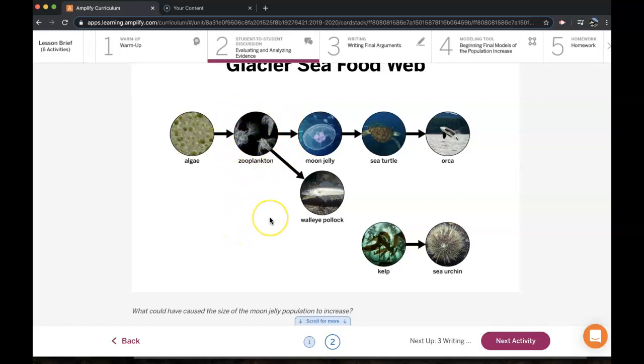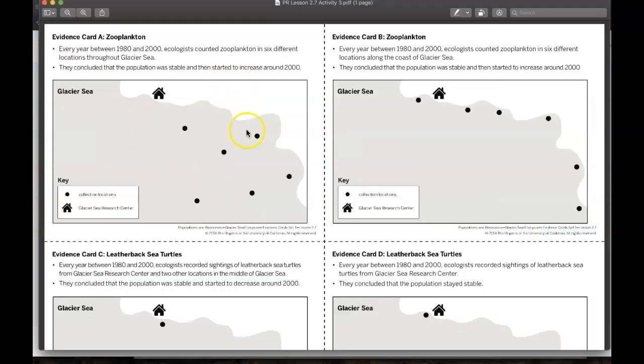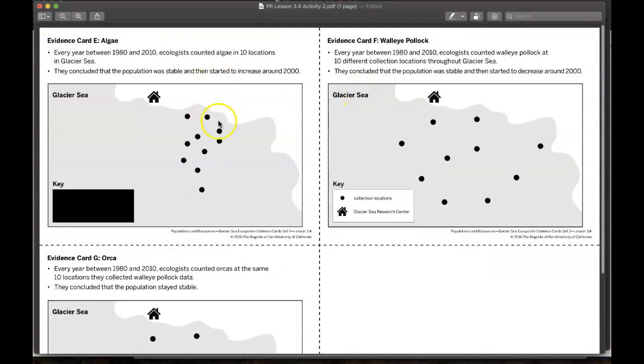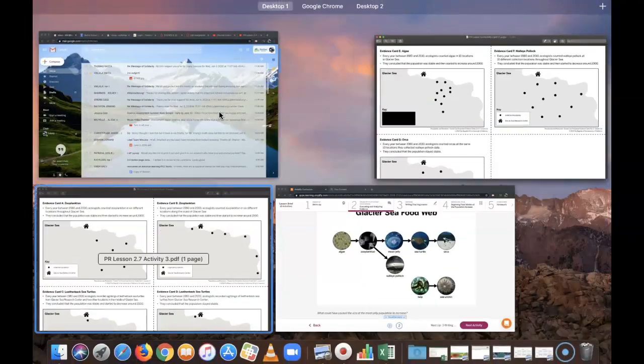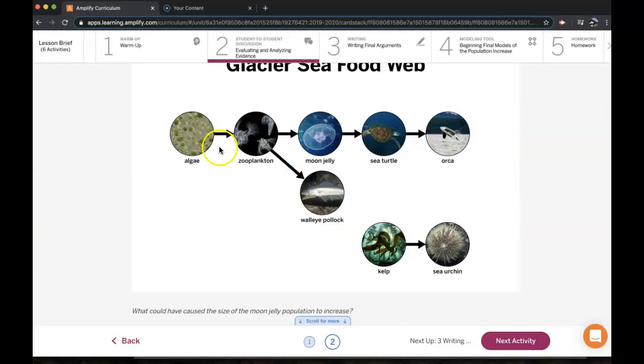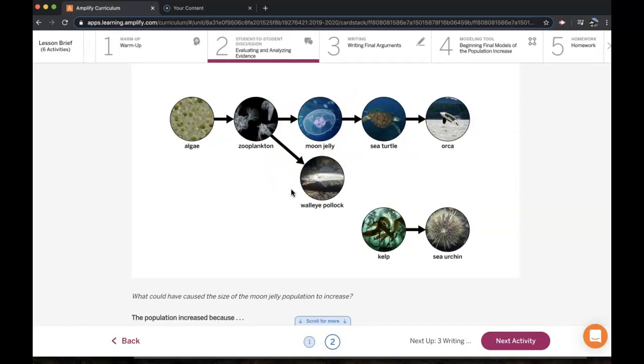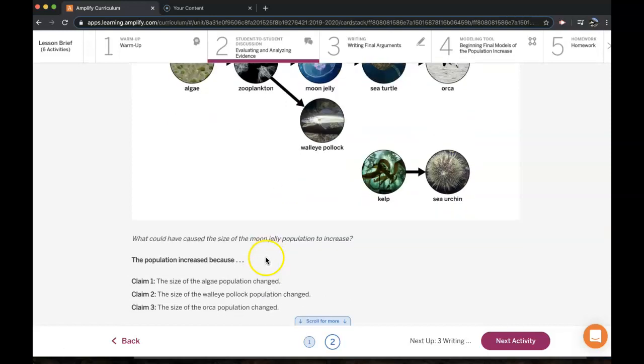So both evidence card A, that the zooplankton increased, and evidence card E, that the algae increased, go together, because we know when the algae increases, the zooplankton will increase, and that can explain why the moon jellies would increase. So those two cards would go together. Evidence card A would also support claim 1.